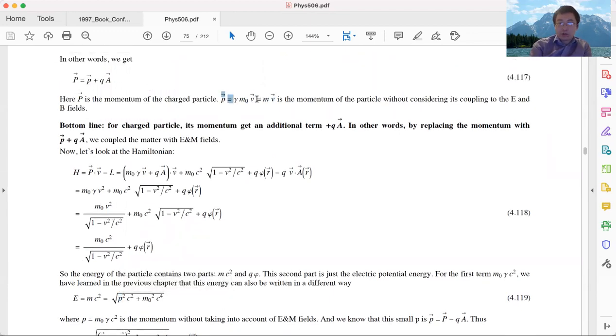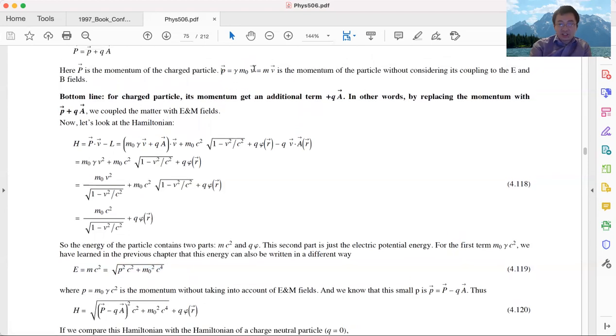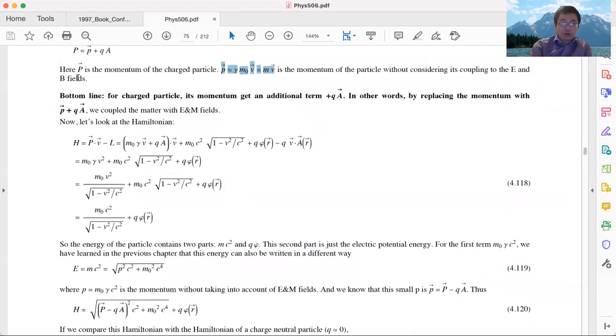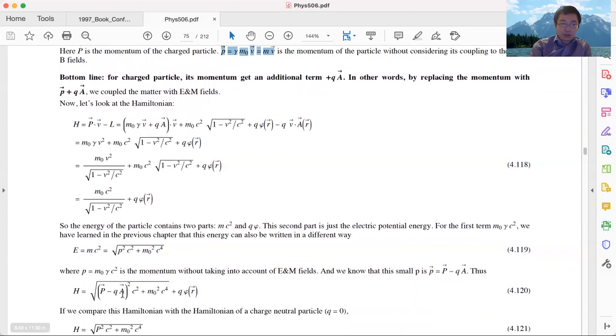Okay, so early on when we say energy equals the square root of p squared c squared plus m squared c to the 4th, we are assuming this p is this p. It's not really the momentum of a charged particle. It's part of the momentum of my charged particle. If we want to use the momentum of my charged particle, capital P, the energy should look like this.